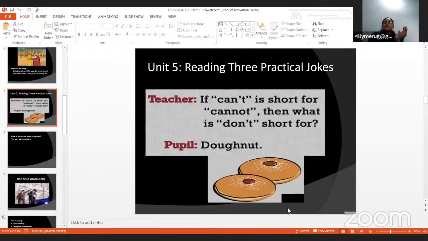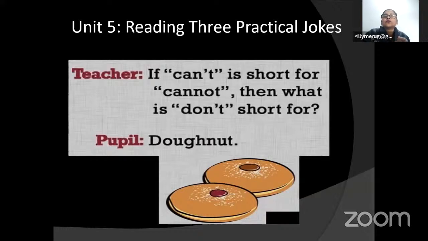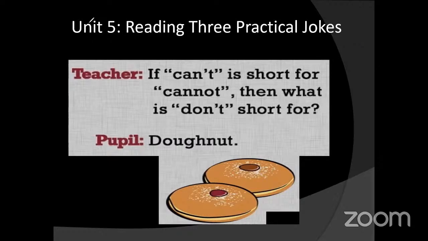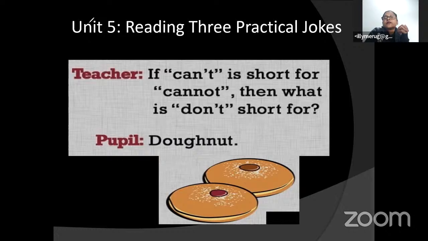Now unit 5, reading 3, practical jokes. Here we see that the teacher is asking the student, if can't is short for cannot, then what is don't short for? The student replies in such a way that it's a joke: a donut. Is it donut, guys? No. Do not. Okay, go to the next slide.